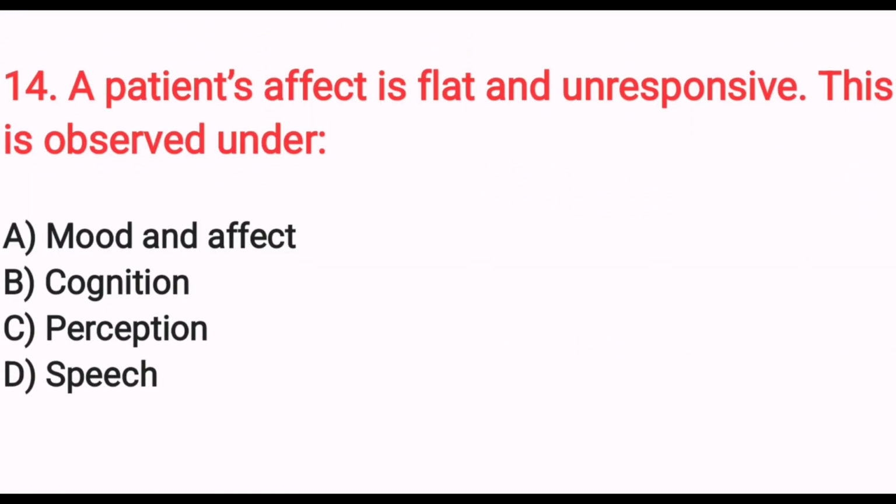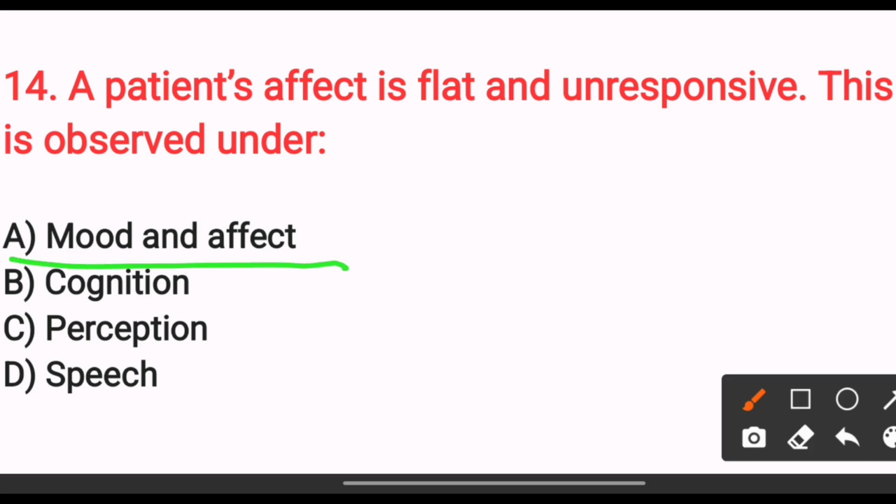Next, a patient's affect is flat and unresponsive. This is observed under option A, mood and affect. Option B, cognition. Option C, perception. Option D, speech. The answer is option A, mood and affect, because affect refers to the observable expression of emotion.